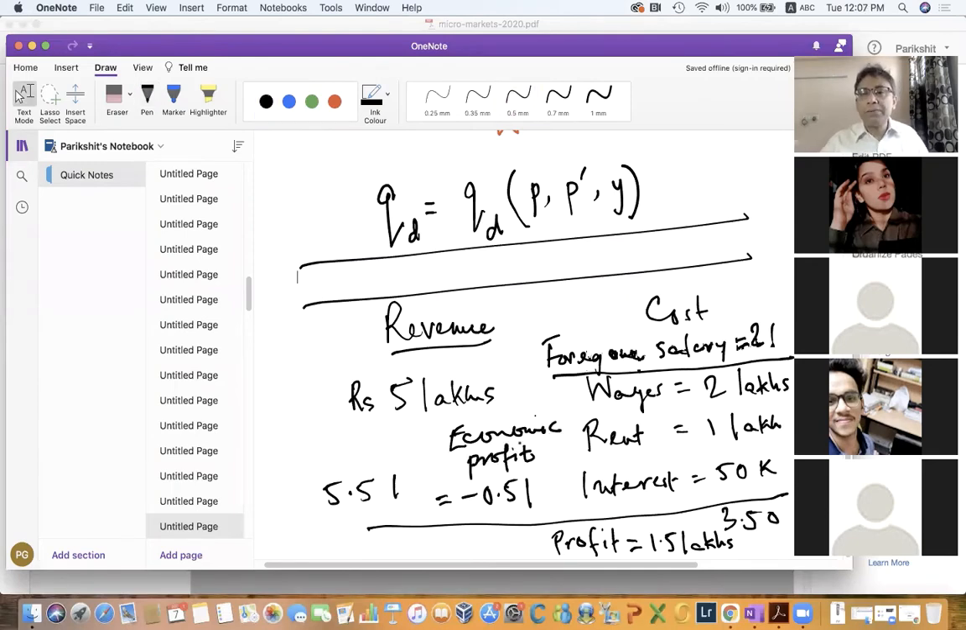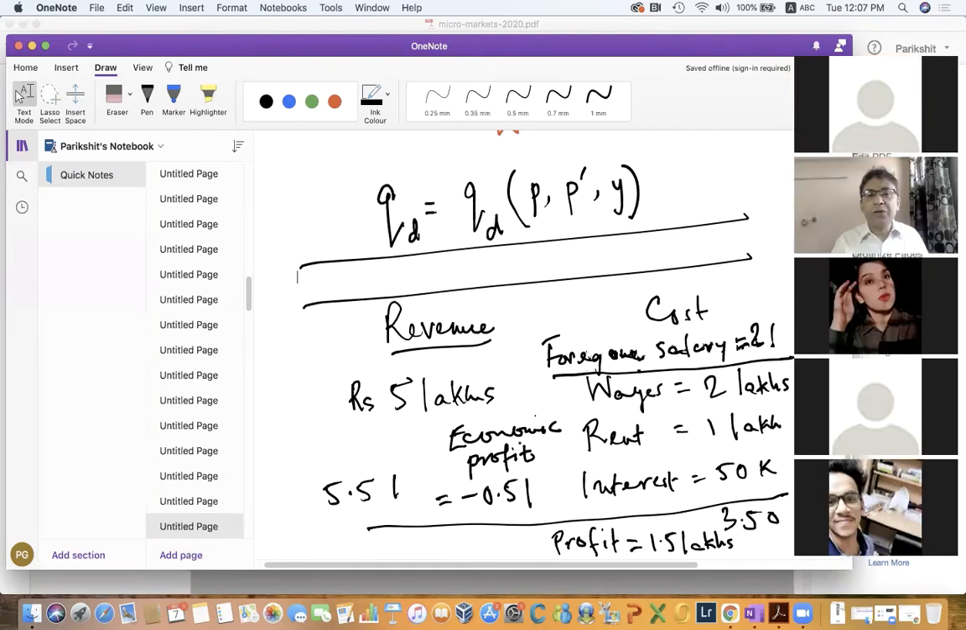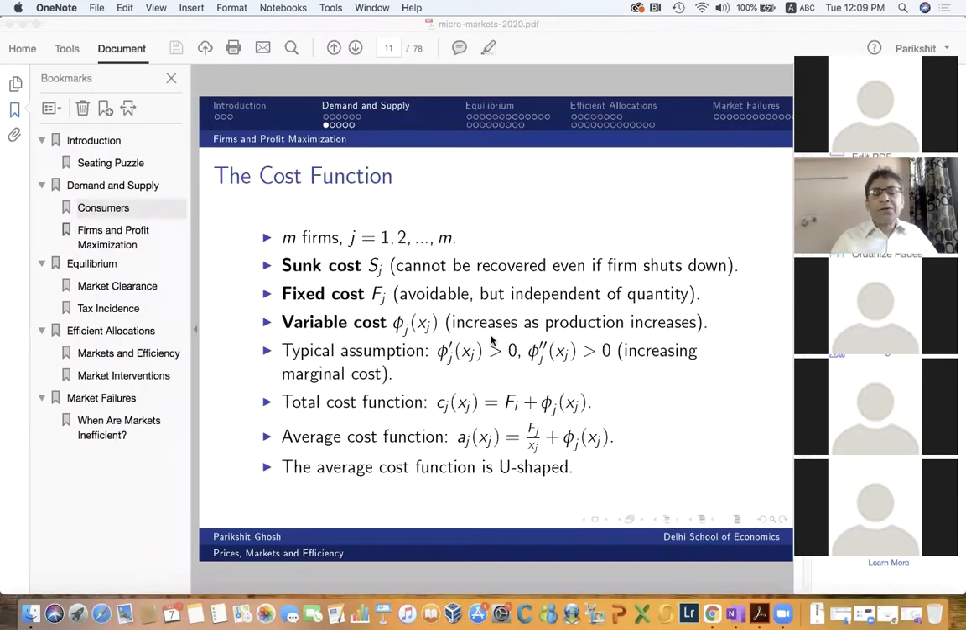Okay, so all I'm saying is that in these little models, when we write down a cost function, you have to understand that the cost includes both explicit as well as implicit or opportunity costs. And when we talk about whether a firm is making profit or loss, it is profit calculated in this more inclusive sense. It incorporates opportunity costs in addition to explicit costs. Okay, so that's one thing.